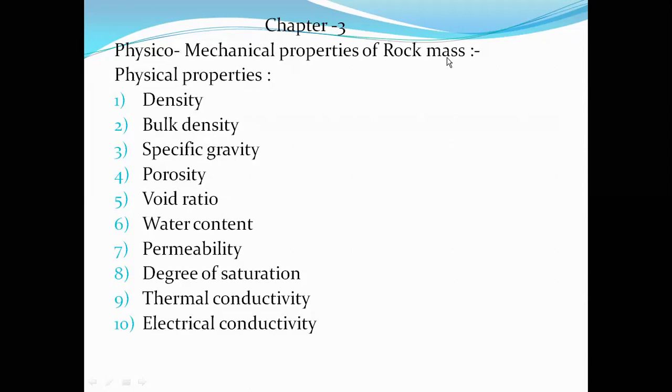Physico-mechanical properties. The term itself indicates what exactly we are going to study. Physical properties are nothing but the properties of a rock mass which are physical in nature. Suppose we take any human being: what would be the height, the weight, the color? These are the properties of a human being, and we can distinguish them by seeing their physical appearance.